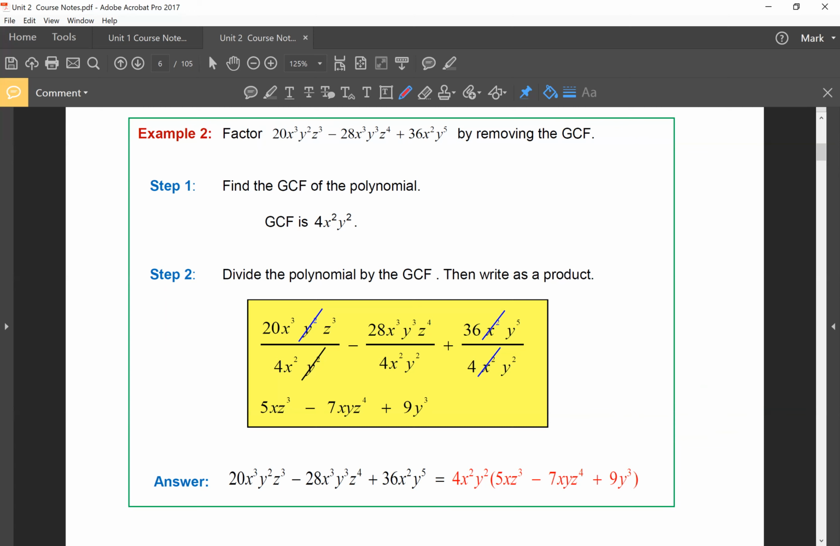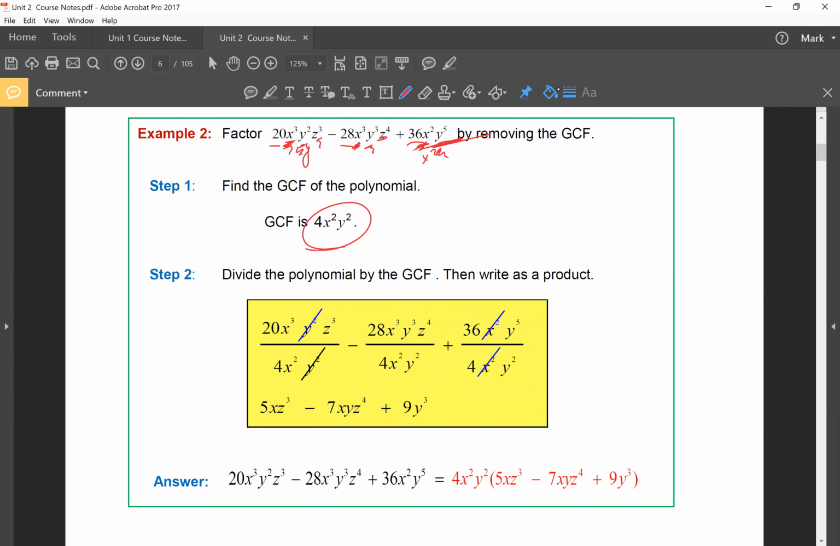First step to factor this is I find the GCF. I can remove from 20, 28, and 36 the number 4. Guys, I'm up here, follow my pen. I can remove 3 x's, 3 x's. Ooh, I can only remove 2 x's. What about the y's? So I got 2 y's, 3 y's, 5 y's. So I can only remove 2 y's. And z3, z4, this guy does not have a z. So the z is not in my GCF.